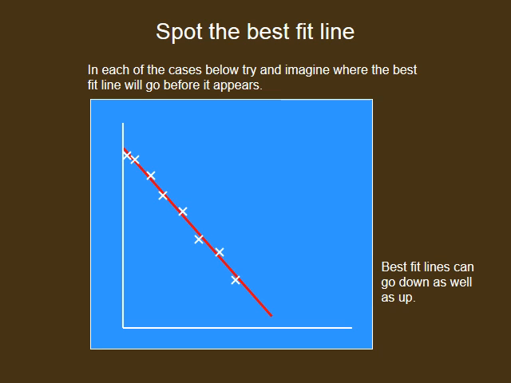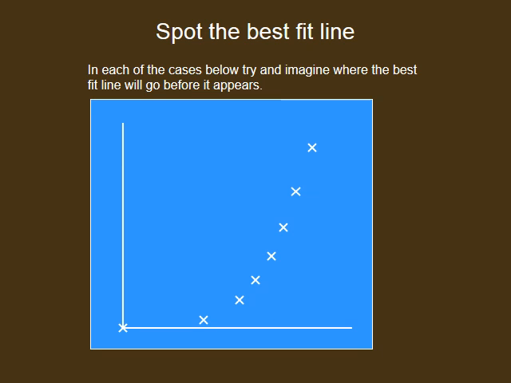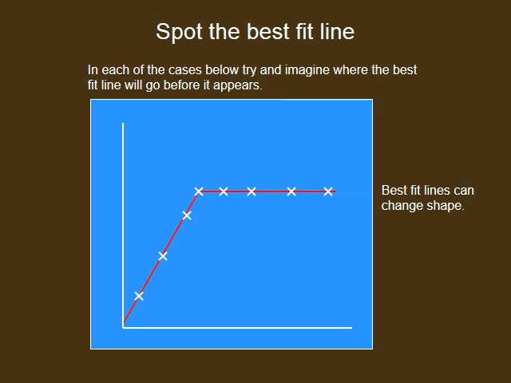Best fit lines can go down as well as up. So here is an example of a non-linear relationship, which we're going to be moving on to. And you can clearly see that the line of best fit in this example is not going to be a straight line. It's going to be a gentle, smooth curve, because best fit lines can also be curved. And finally, with these data points here, best fit lines can also change shape.